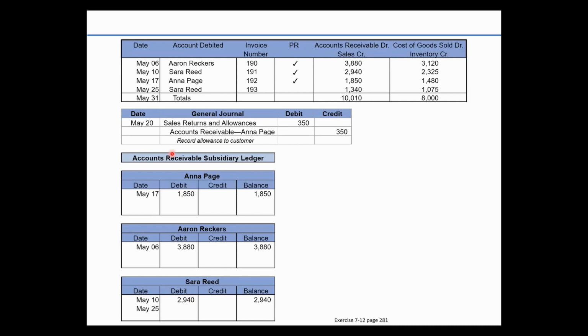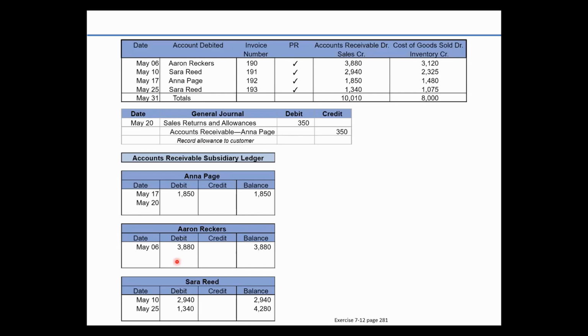And then on May the 25th, we'll put down here the sale that we made to Sarah Reed. So May 25th, $1,340, and we'll just add $1,340 to the balance that she had. So Sarah Reed now owes us a total of $4,280.